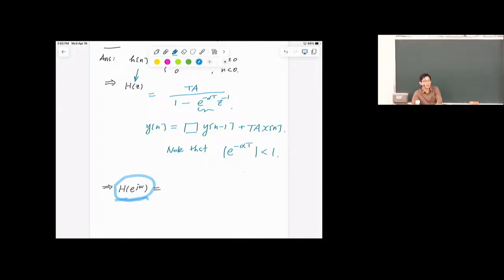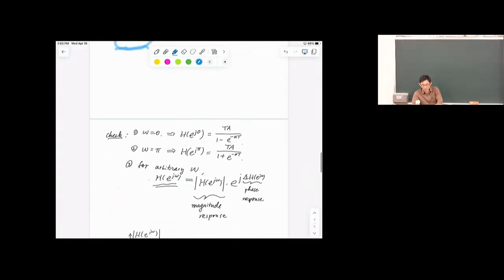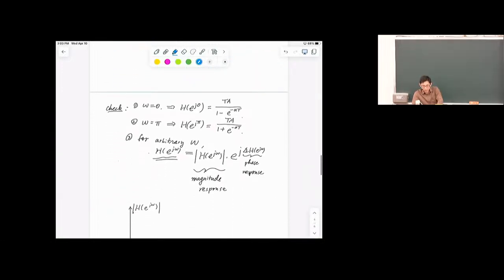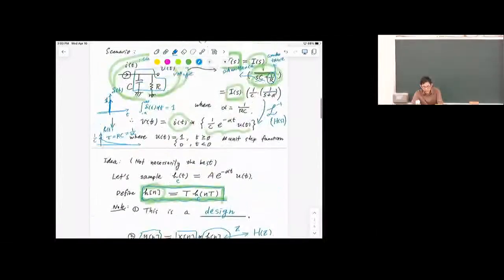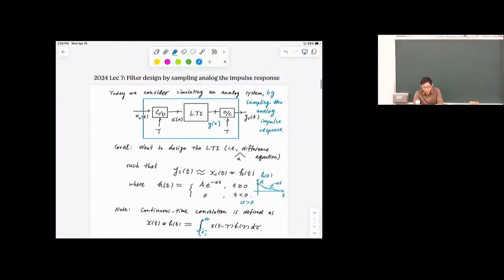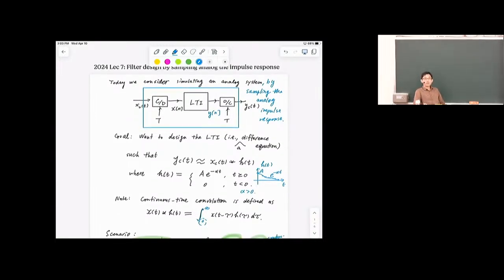We can talk about the frequency response, and we'll draw that. Next time, when we meet, we will talk about the magnitude response as well as the phase response. So that's kind of a preview. Indeed, we are trying to simulate an analog circuit. And this way of design has a name: design by sampling the analog impulse response, designing a discrete time system. That's what I want to continue working on next week when we meet.